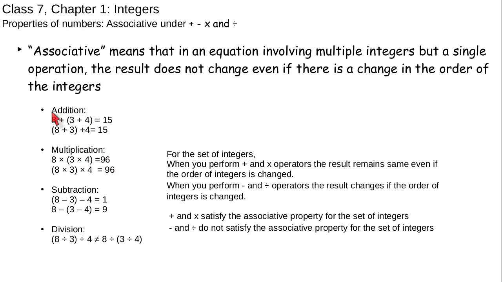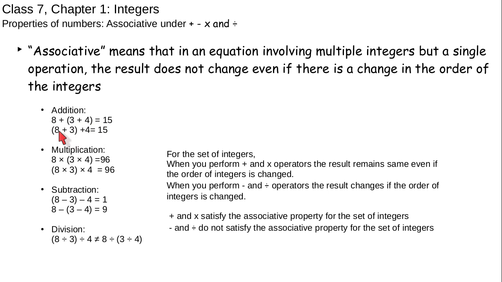In the case of an addition operator, let us say we have these three digits 8, 3 and 4, and we are adding them like this. The 3 and 4 are added first because there is a bracket over them. What is going to be the result? 8 plus 7, which is equal to 15.